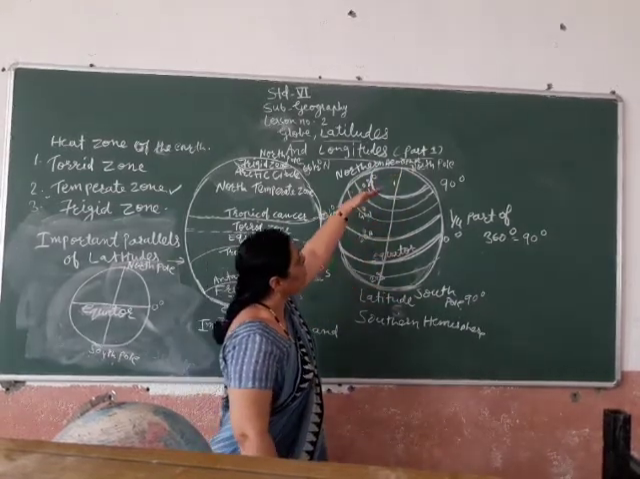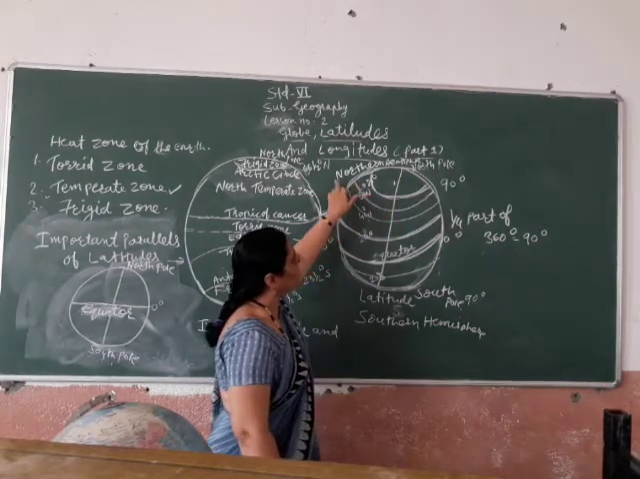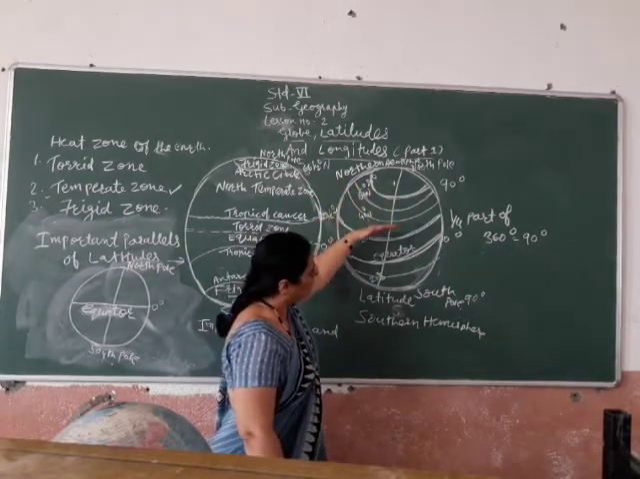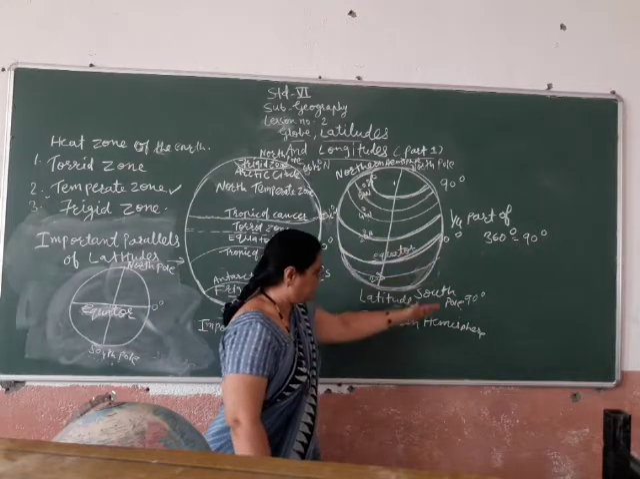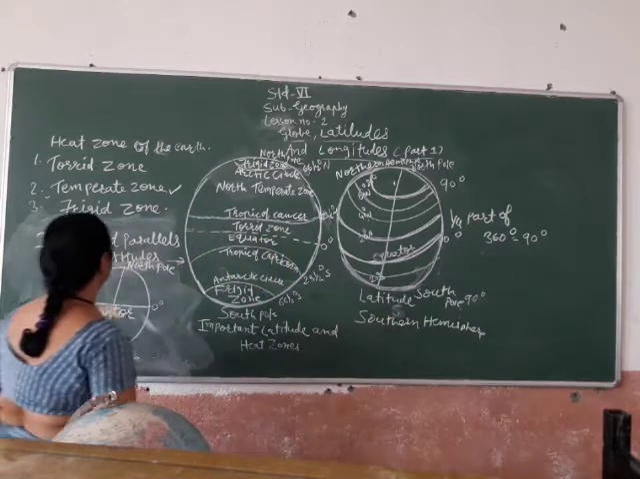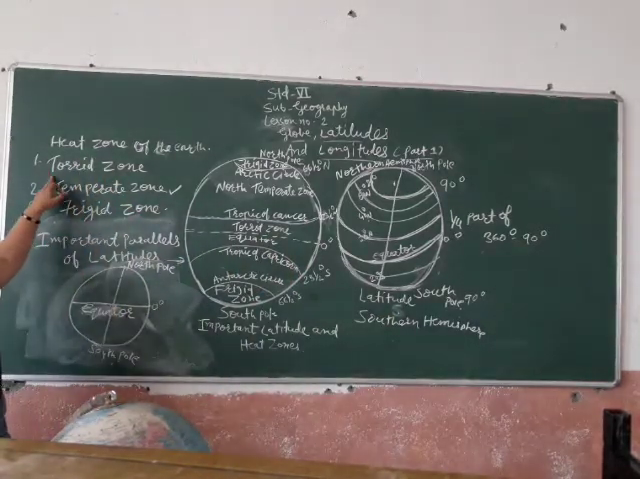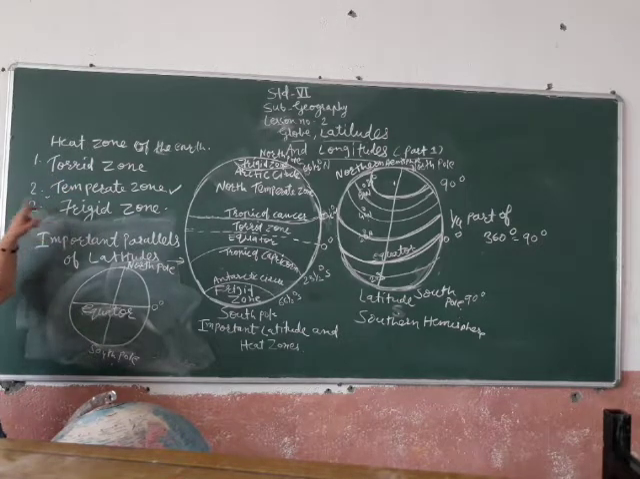The equator to the north pole is the northern hemisphere, and the equator to the south pole is the southern hemisphere. Understood? Now see here the heat zones of the earth. Which heat zones of the earth? That is the torrid zone, then the temperate zone and the frigid zone.